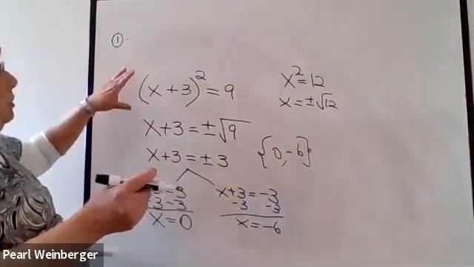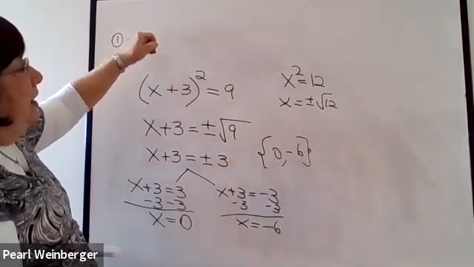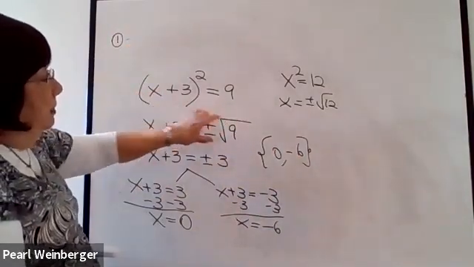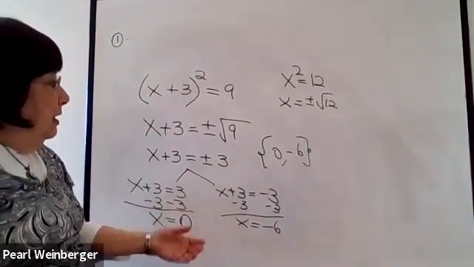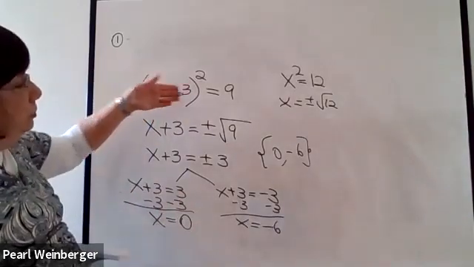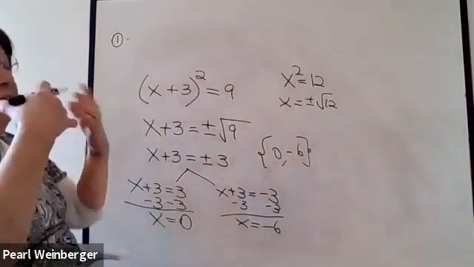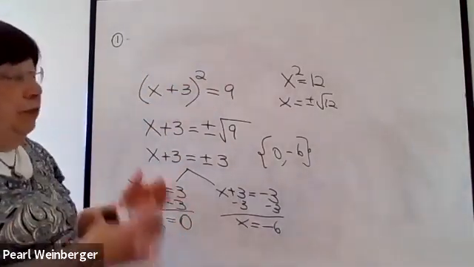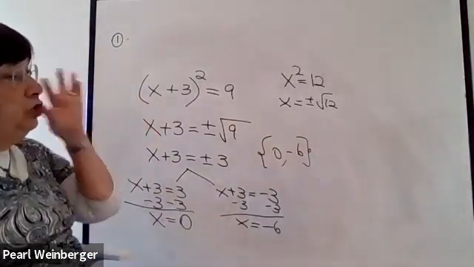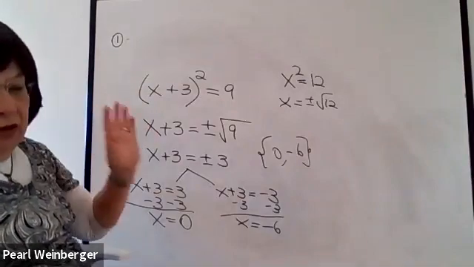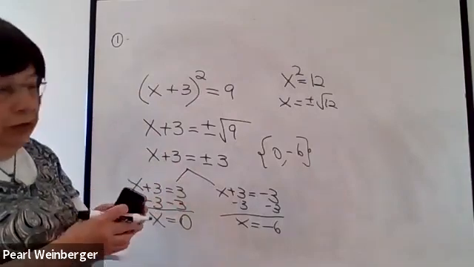This is using what's called the square root method. I have something squared, I can take its square root, by taking the square root of both sides. Otherwise, I would have had to use FOIL. I would have had to bring the 9 to the other side. I would have then had to factor, and then I would have gotten my answers. I would have come out with the same answers, but this is a much quicker method called the square root method.